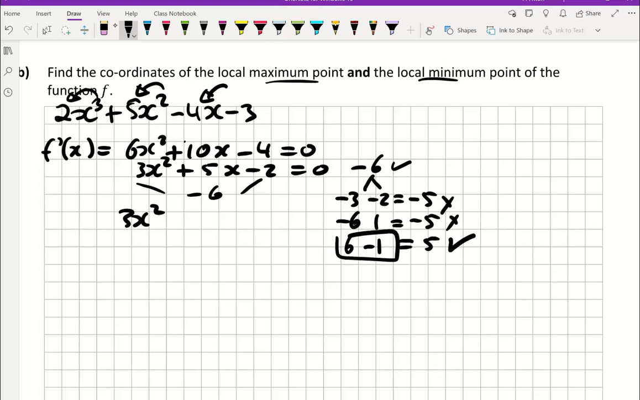3x squared, so I'm going to replace the 5x by those two numbers, plus 6x minus x minus 2 is equal to 0.